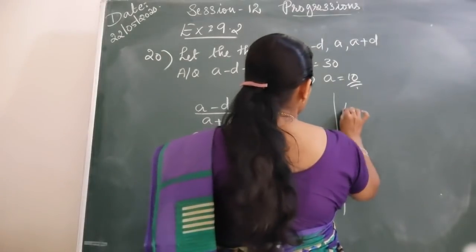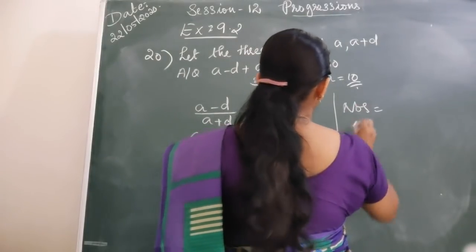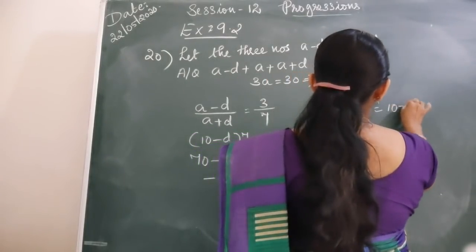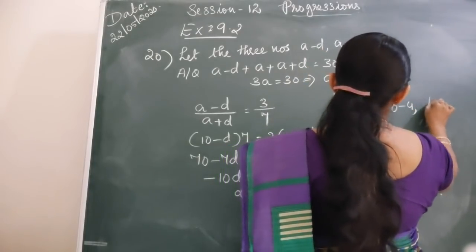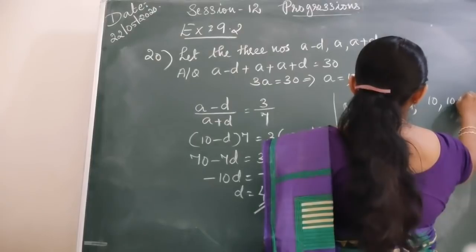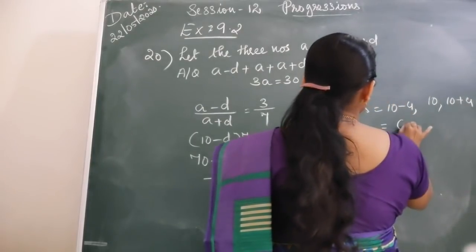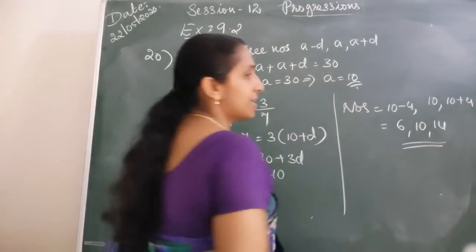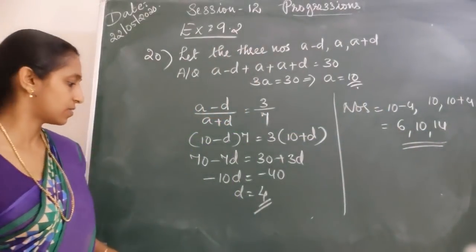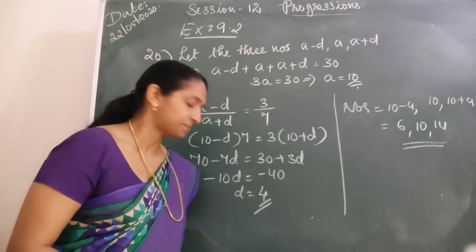Therefore, numbers will be 10 minus 4, 10, and 10 plus 4. So the numbers will be 6, 10 and 14. Clear? So this is the last question of today's session.